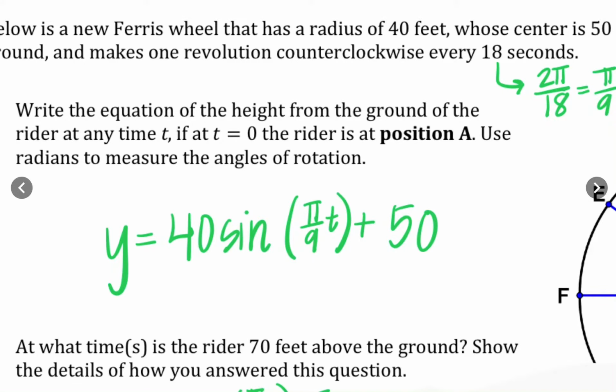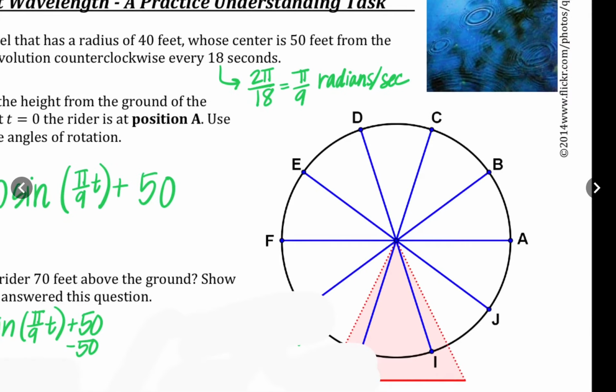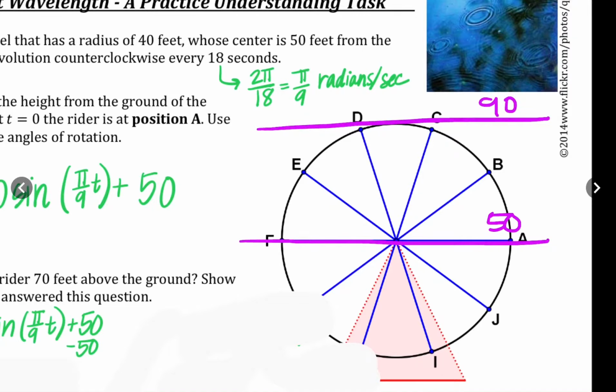Okay, so that's setting up the equation for this new Ferris wheel, but the next one is actually saying at what time is the rider 70 feet off the ground. So I want to think about this logically first. Here is our center of the wheel at 50. Here is our very top of the wheel, plus our 40 gets us up to 90. So 70 should be somewhere right in between. And if you notice, there are going to be two different places on our wheel that cross that 70 mark.